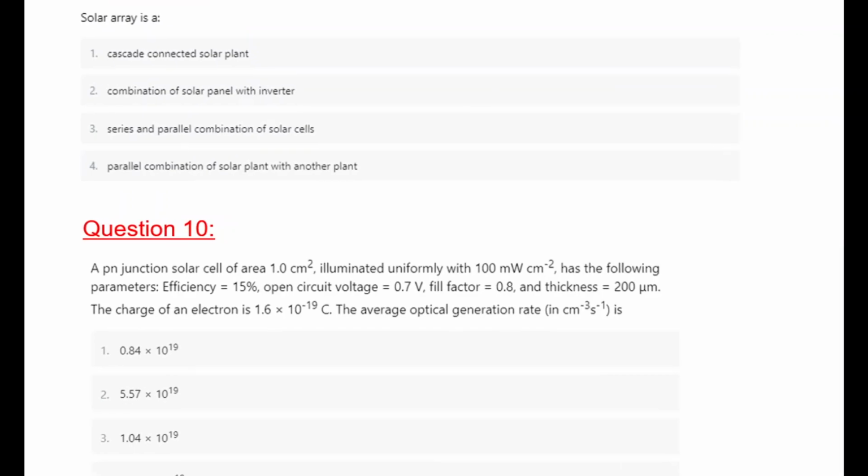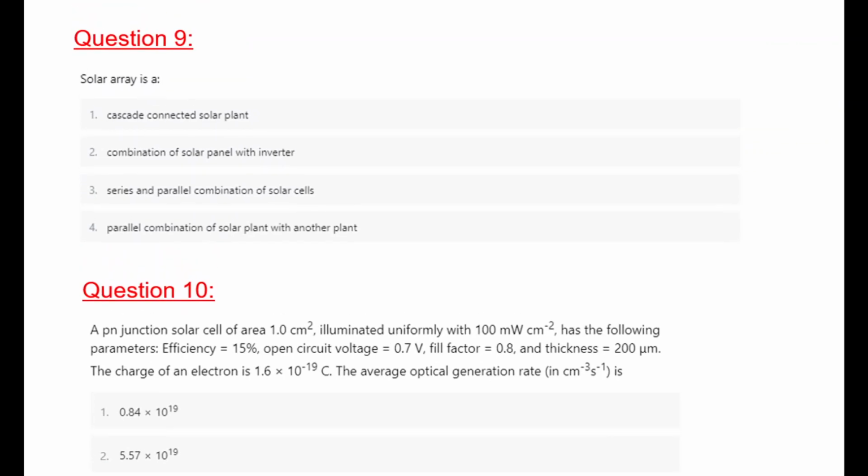Okay, now I have two more questions. The ninth question is, what is a solar array? Could you tell me what is a solar array? Mele, I just put it for increasing your knowledge. What is a solar array? Is it a cascade of connected solar plants, or a combination of a solar panel with an inverter, or a series and parallel combination of solar cells, or a parallel combination of a solar plant with another plant?